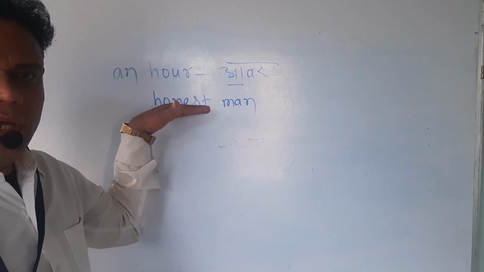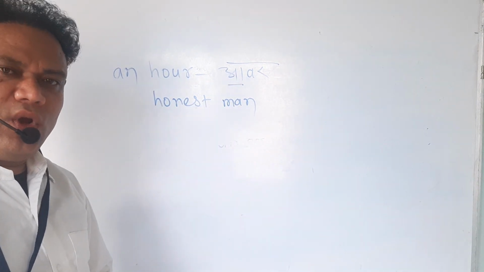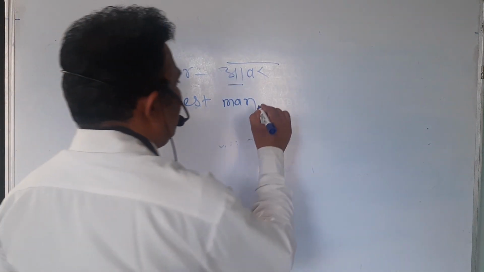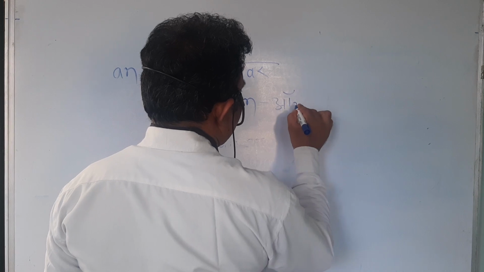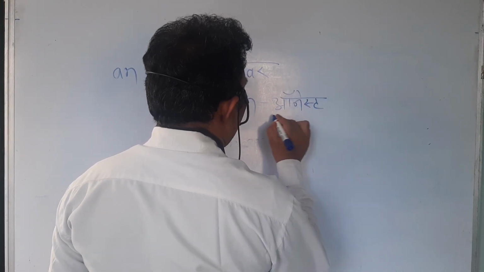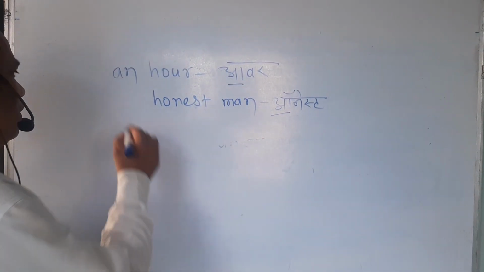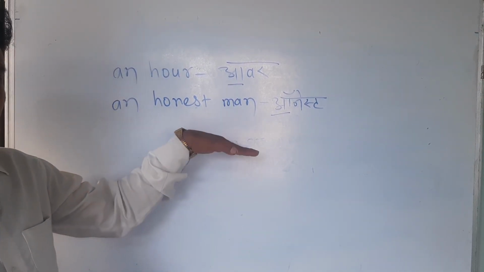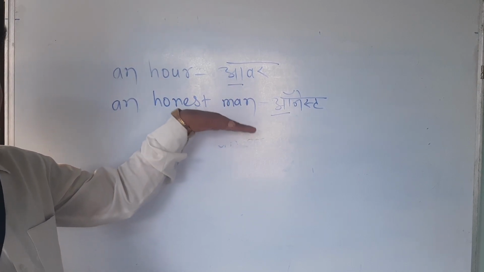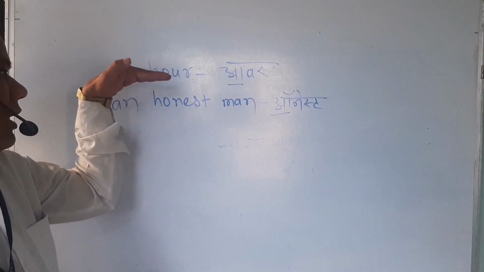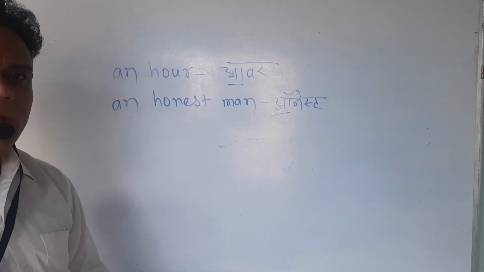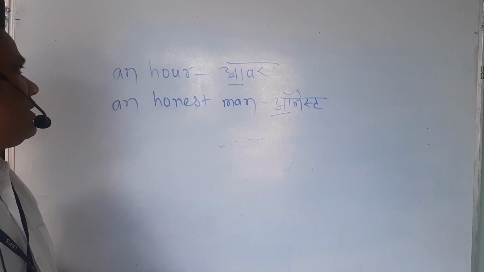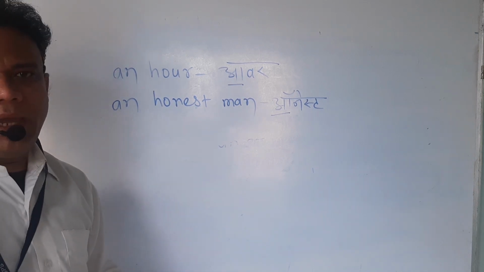Here also, in honest man, we do not pronounce the H. We pronounce it as 'onest'. Again the sound of O is there. So here also we have to use an. So the rule is that some words begin with the consonant letter H, but they sound like vowels, and that's why before such words we have to use the article an.